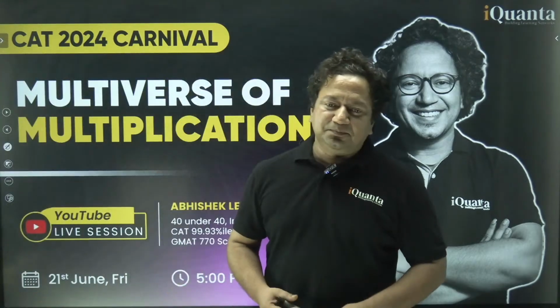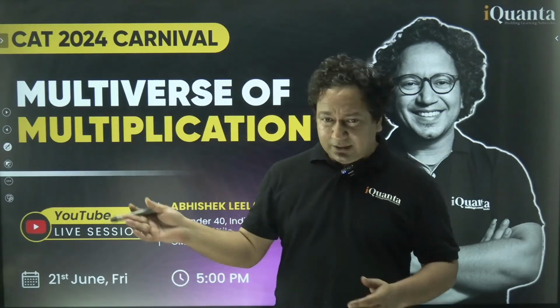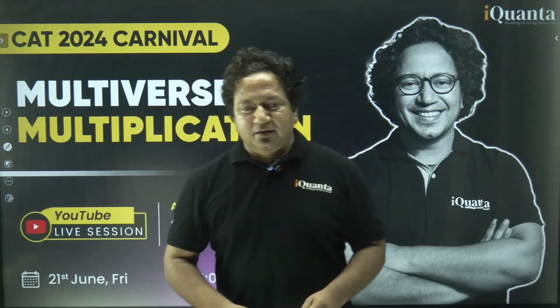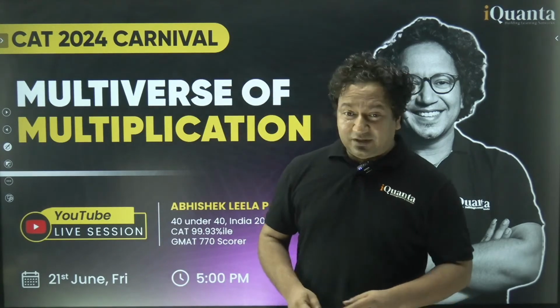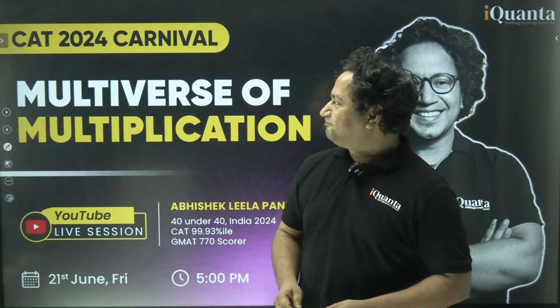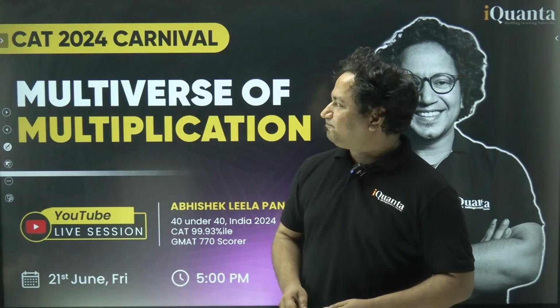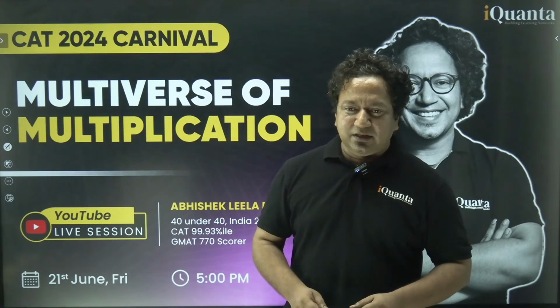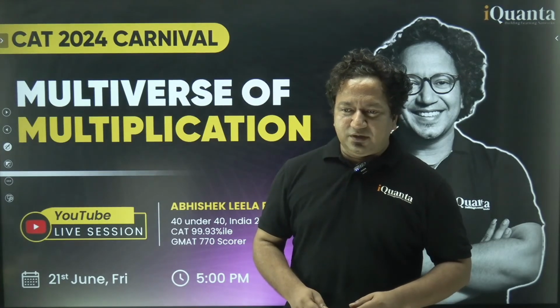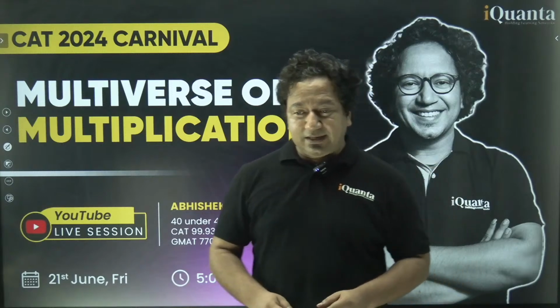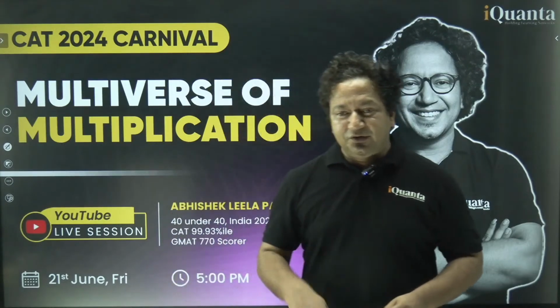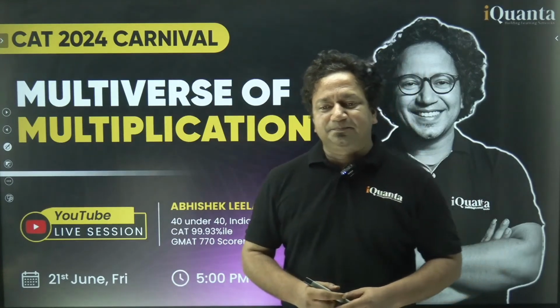Good evening, everyone. This is, I would say, a follow-up session of Vedic Maths, which we did, I think, 10 days back. I call it Multiverse of Multiplication, because we will essentially multiply things, but in the pursuit of that, we will be able to find square roots, cube roots, squares, and cubes. These 4 things we are going to do today. Ready for that? So let's start.